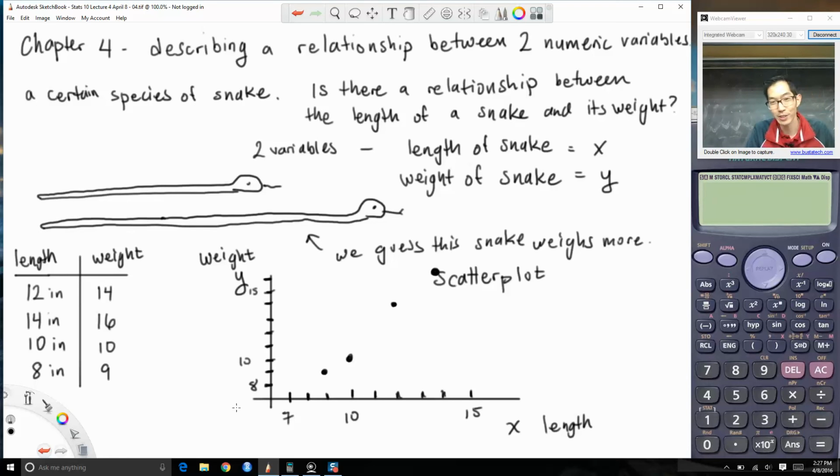So here is my scatter plot, and if we had to characterize an overall trend, we would say it appears that longer snakes tend to weigh more than shorter snakes, right? And that makes sense, right?